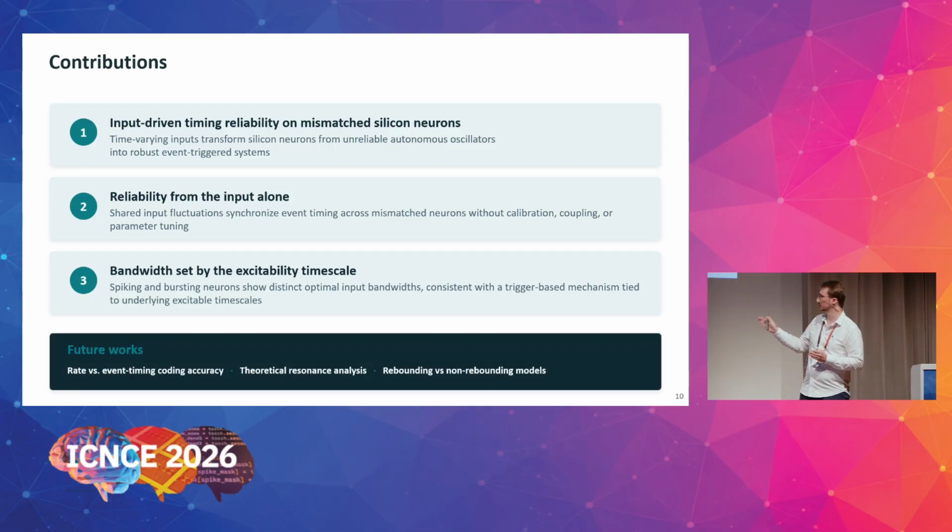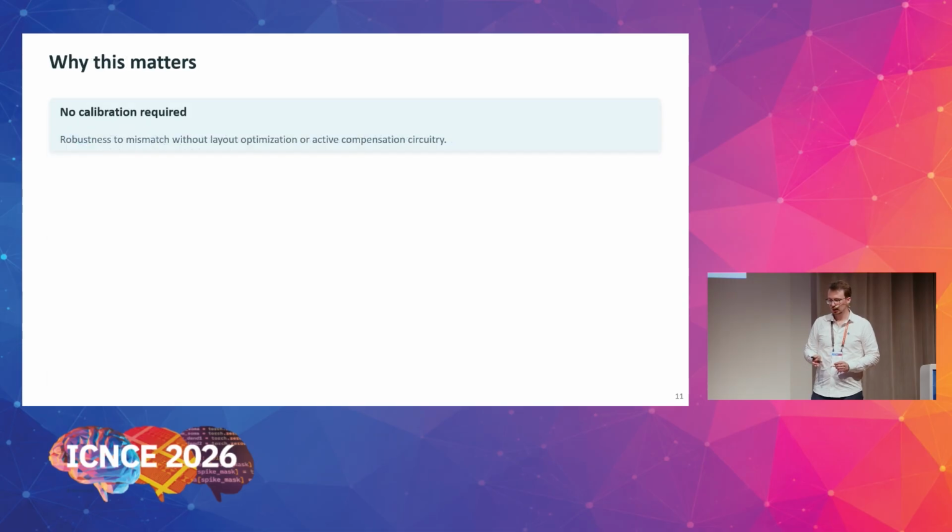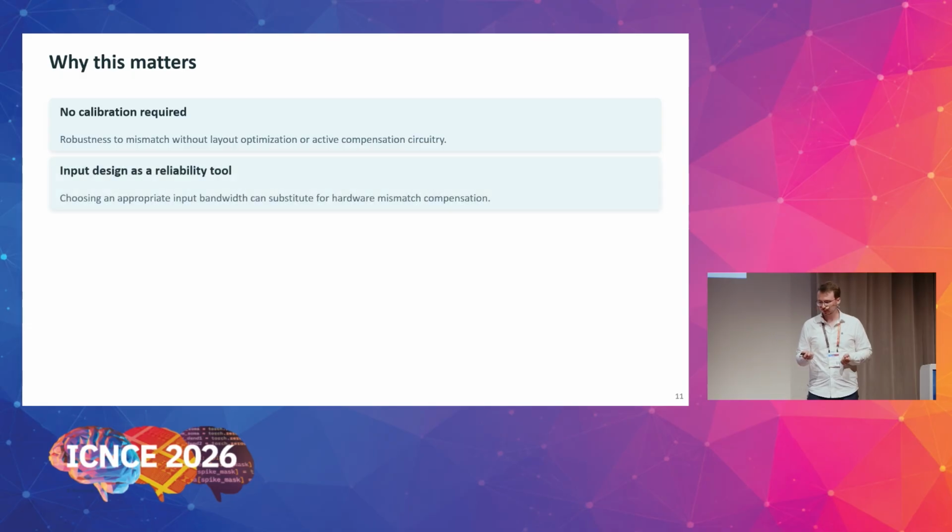For future work, we want to look at what the accuracy of rate and even time encoding can be, look at some resonance analysis to prove our point 3, and then look at rebounding and non-rebounding models. And I want to conclude with why this matters. First of all, we managed to get robustness to mismatch without any calibration, without layout optimization, without any active compensation circuitry. By using input design as a reliability tool, choosing an appropriate input bandwidth can substitute for these complicated hardware compensation techniques.